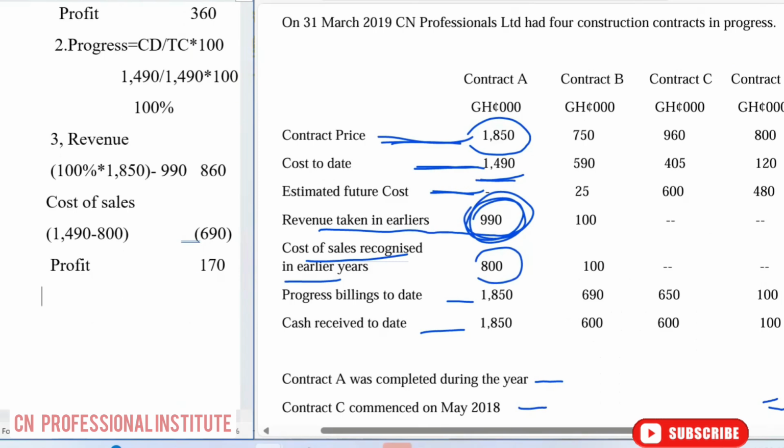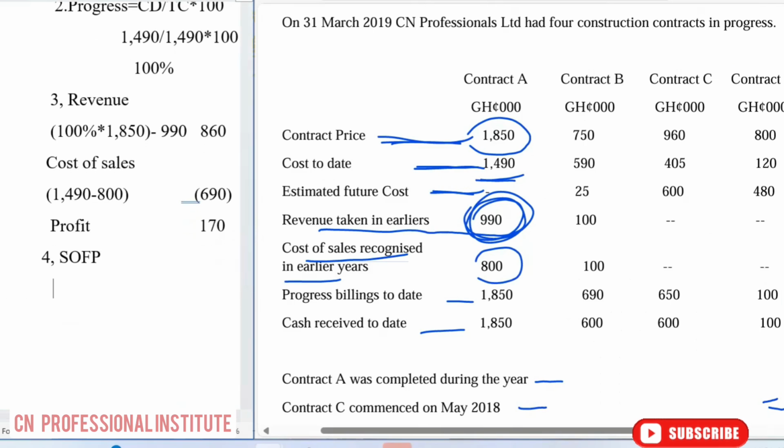Okay. Then let's go to step 4. Step 4 is the statement of financial position. I told you for financial position, the figures are cumulative. In the statement of financial position, we said we record two main things, right? We record contract asset or liability, and then contract receivable or payable.